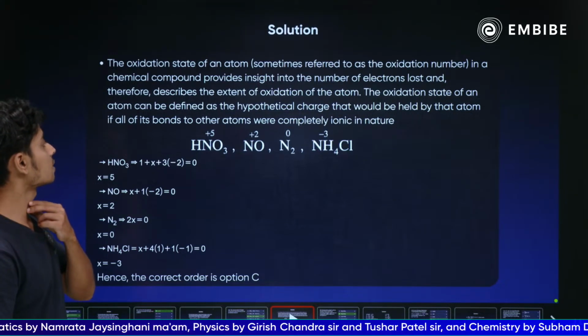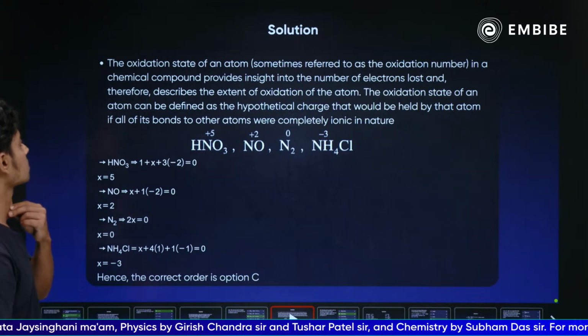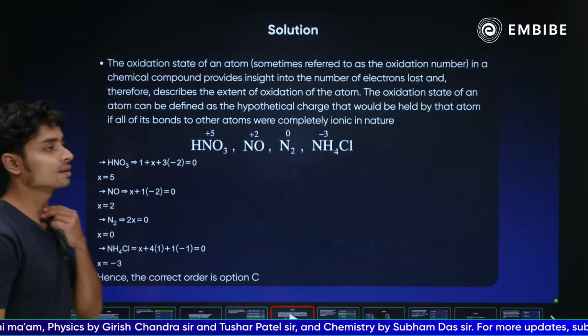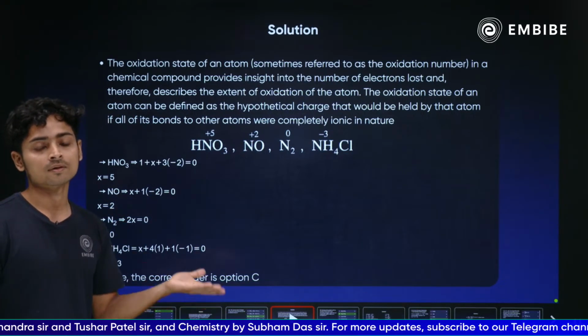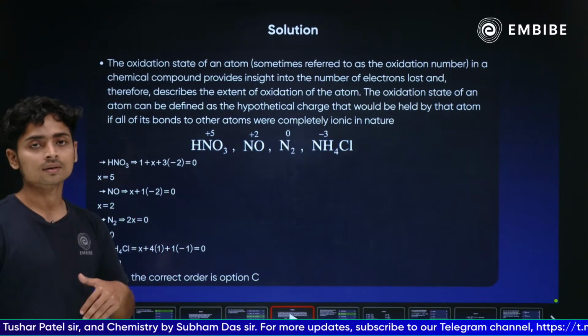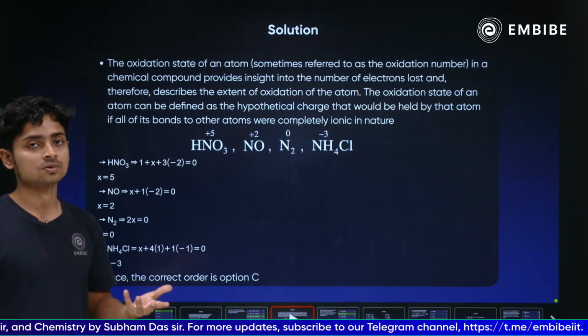Oxidation state of an atom can be defined as the hypothetical charge that would be held by that atom if all of its bonds to other atoms were completely ionic. So, complete transfer of electrons. Basically, if you have one extra electron, you will have a -1 oxidation state, one less electron, +1 oxidation state. So based on that, okay.